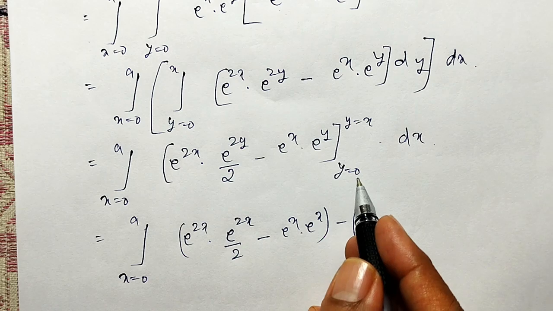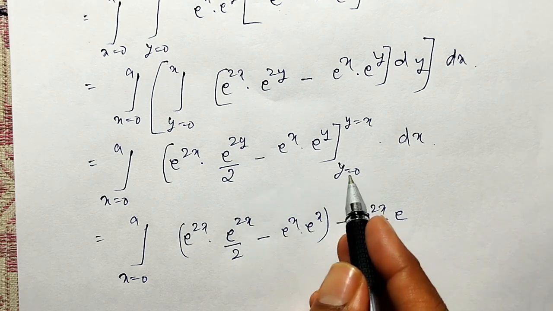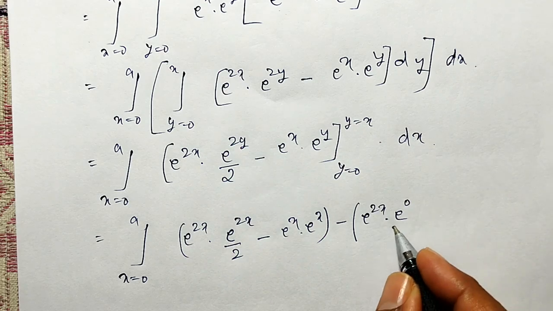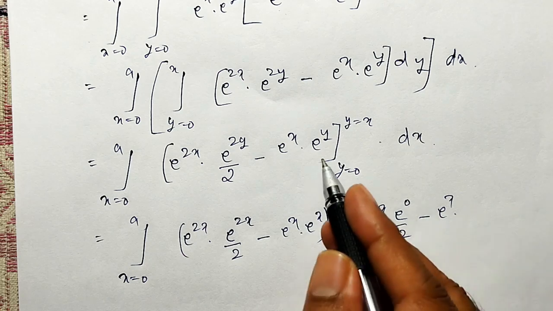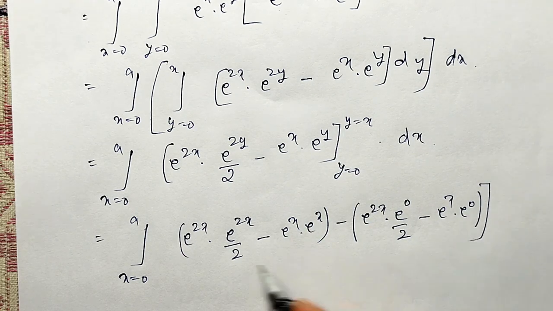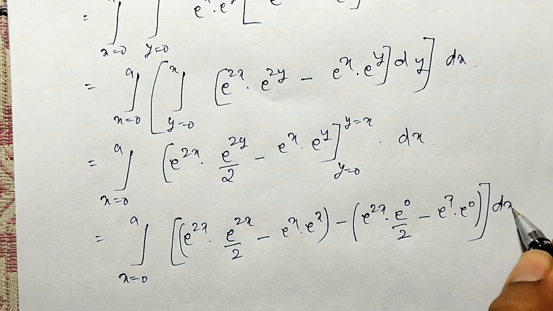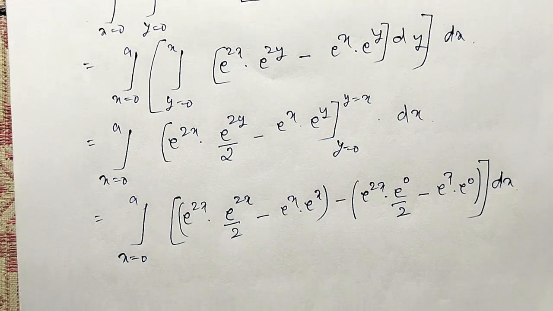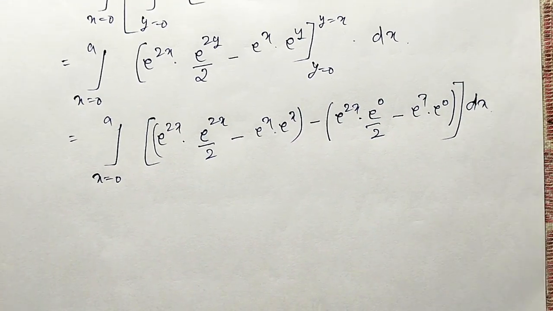y is replaced by 0, e raised to 2x into e raised to 0 divided by 2 minus e raised to x into e raised to 0. Okay, into bracket I will carry this dx as it is here. Okay, now simplify this one and then we can integrate this one with respect to x.